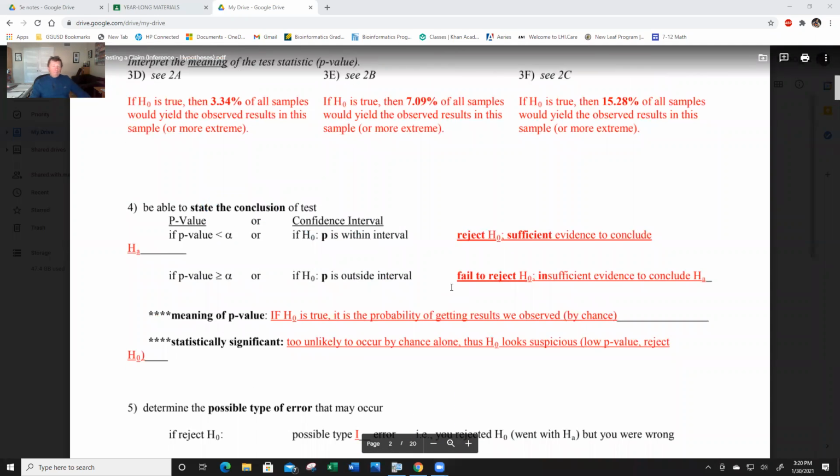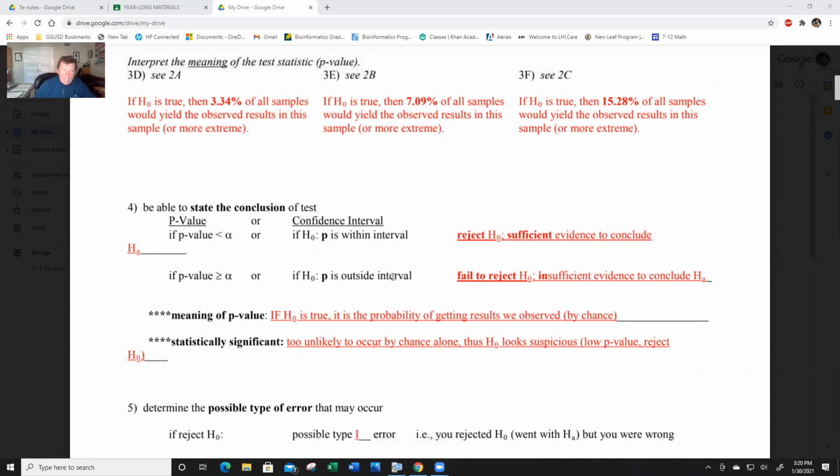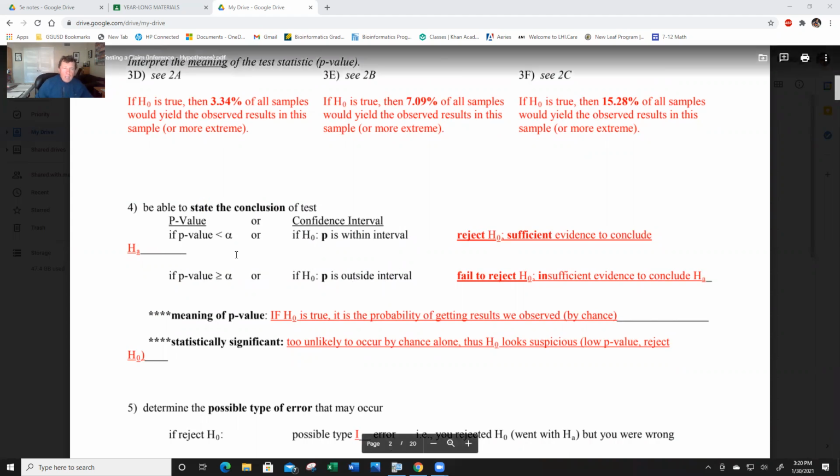Okay, be able to state the conclusion of a test. The conclusion, this is pretty cool, and this makes the greatest catchphrase. Now, if the p-value is less than alpha, your first sentence frame is going to be reject H0. I bolded reject, a pretty important word. And then you're going to say there is sufficient evidence to conclude, and then you're going to write Ha, whatever Ha is. And we're going to practice all this.